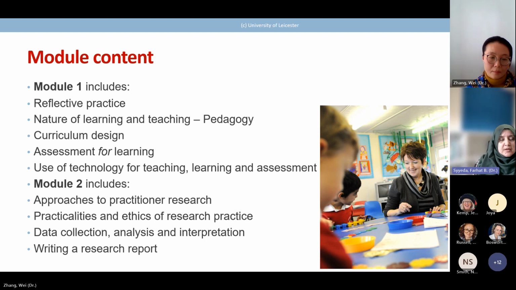linked. In the second module, as I said, it's based on a classroom research project. So we focus on approaches to practitioner research. We talk about research ethics, and we help and support the students to develop their own research project. So they collect data, they analyze the data, and they write a research report.